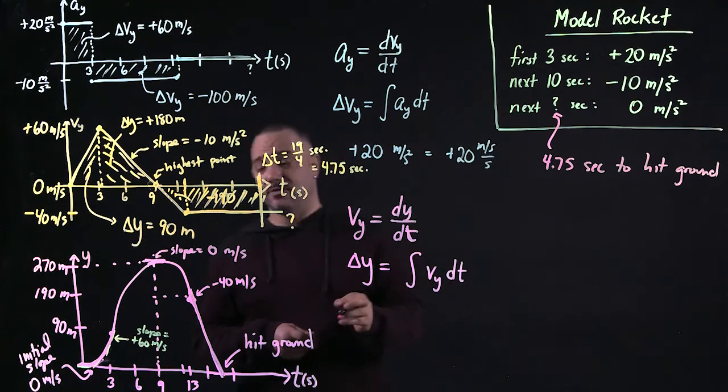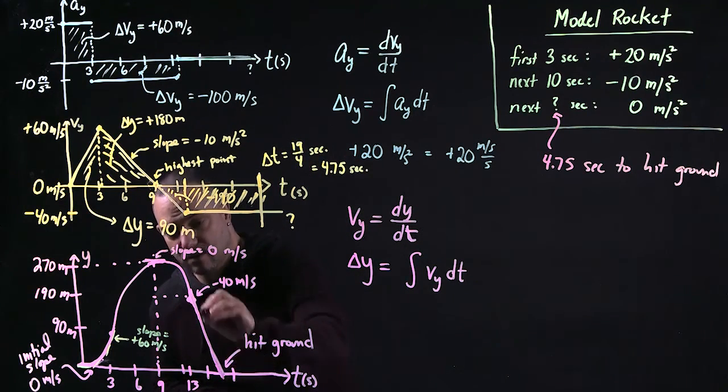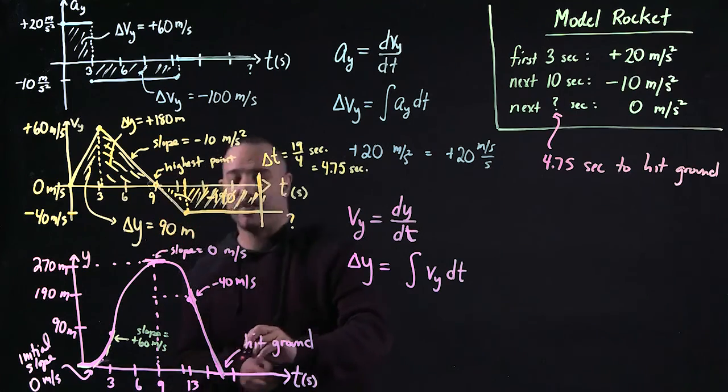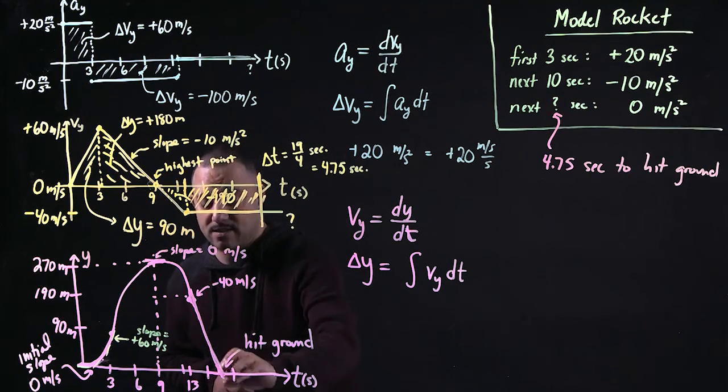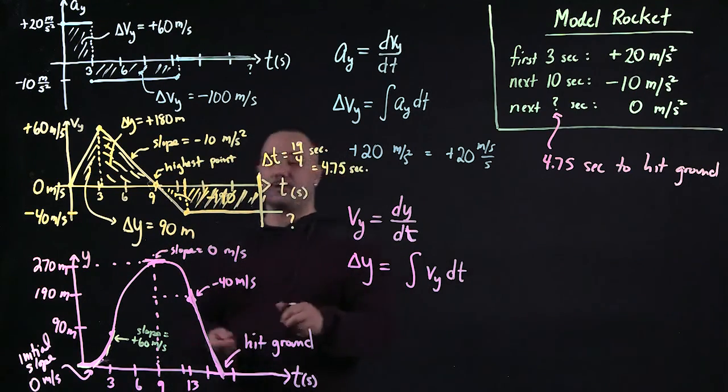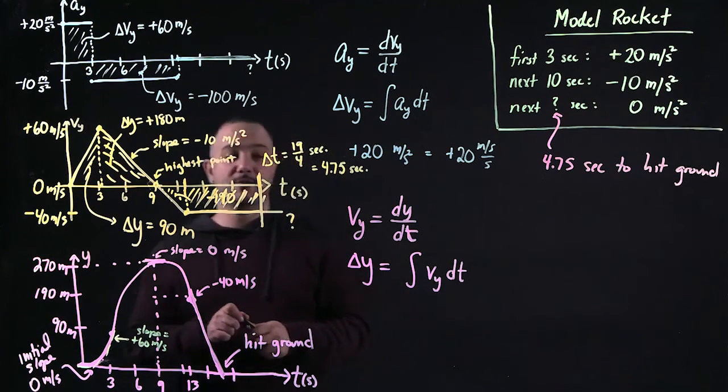And when it hits the ground, it's going to stay at that constant value of the velocity the whole way down once the parachute is deployed. So it slams into the ground at 40 meters per second.